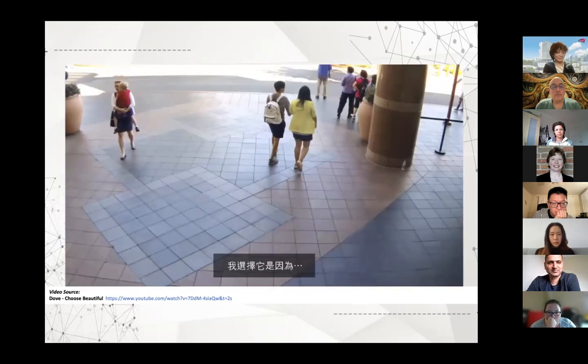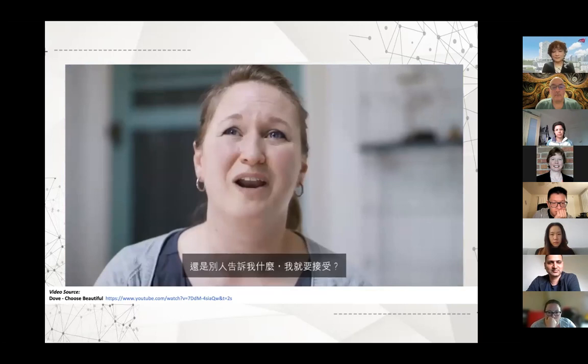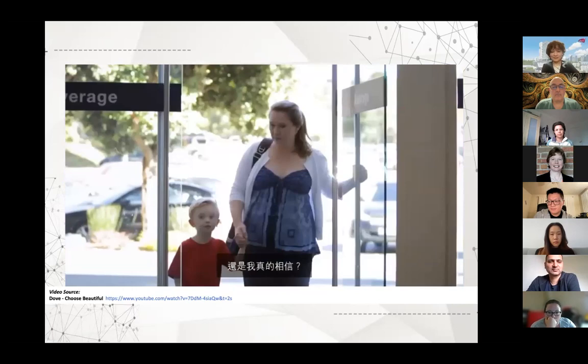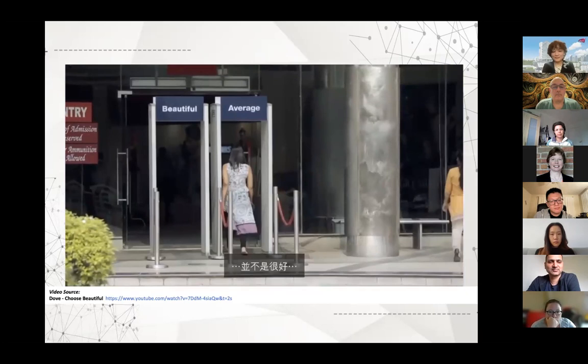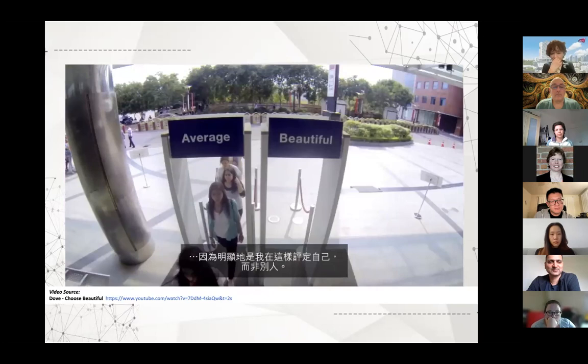Am I choosing because of what's constantly bombarded at me, what I'm being told that I should accept, or am I choosing because that's what I really believe? I walked into that door with said average, and I didn't feel really good after that, because obviously I had rated myself average and nobody else.